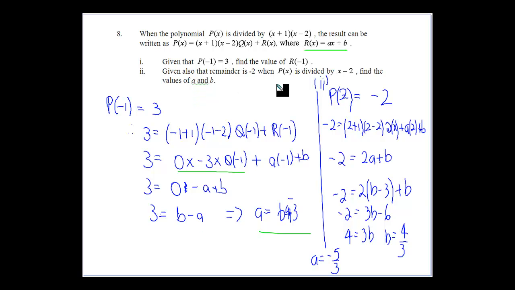In part 2, we're told, given also that the remainder is minus 2 when P(x) is divided by x minus 2, find the values of A and B. So that's what the remainder would come out to when we put minus 1 in. We're able to get down to an equation where we can find A. We've got an equation now where P of 2 is equal to minus 2, so we do our substitution. Again, that part will give us 0 because of the 2 minus 2 there. And so we get 2A plus B is equal to minus 2.